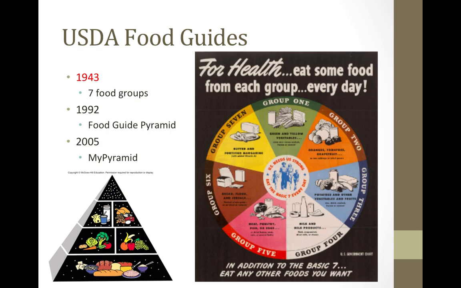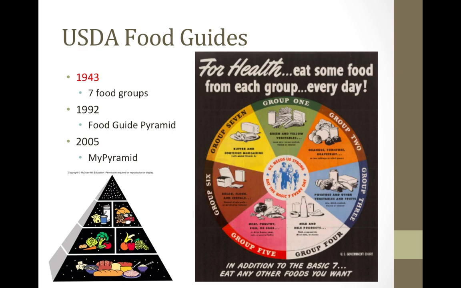So, food guides have been around for over 70 years. The first one was introduced in 1943, and you can see the one on the right-hand side of this slide. It was called the Seven Food Groups. And because this was during World War II and Americans were still receiving food rations, the USDA made the statement that you could eat any other foods that you wanted. And since food wasn't as available during wartime, that was okay. It didn't really matter what you ate as long as you had food.